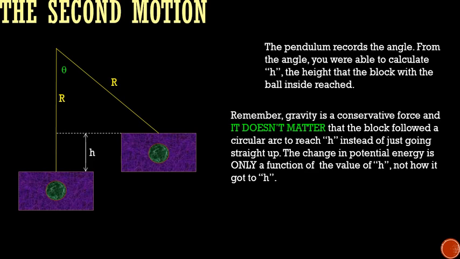So what you have to remember is gravitational force is a conservative force, and therefore it doesn't matter that the block followed an arc path to get to the height h. It only matters that it moved from a potential of 0 to a potential of h above 0. In other words, the box lifted a height h, and that's all that matters. It doesn't matter that it followed a circular path or if it went up steps or however it made it. All that matters is the block with the ball in it is, at the end of the motion, h, whatever h is, higher than it was.